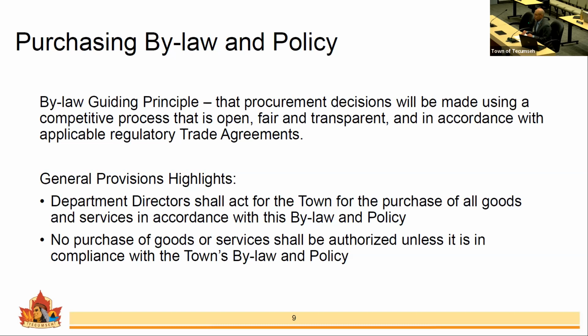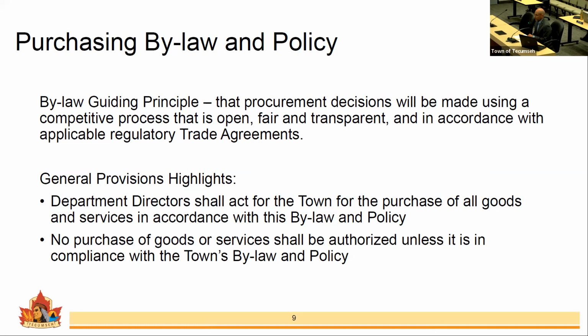So for the next few slides, I've selected a few elements of our bylaw and policy to highlight. So our bylaw has a guiding principle, and that is that procurement decisions will be made using a competitive process that is open, fair, and transparent, and in accordance with applicable regulatory trade agreements. Within our bylaw, there are 10 general provisions. So I'll speak to 4 of those in this presentation.